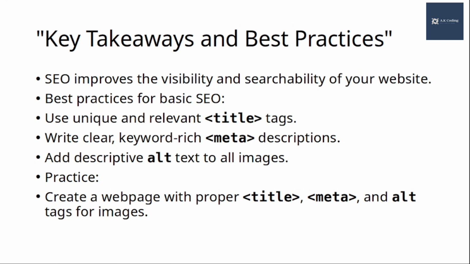And you have to use unique and relevant title tags in order to get great SEO. And also you have to write clear and keyword-rich meta descriptions. And you have to add descriptive alt text to all images. If you have any image, just add an alt text, because there may be problems with your website in the future, so in order to get rid of them, it's better to add it. And it's recommended not only for SEO but in other situations too.